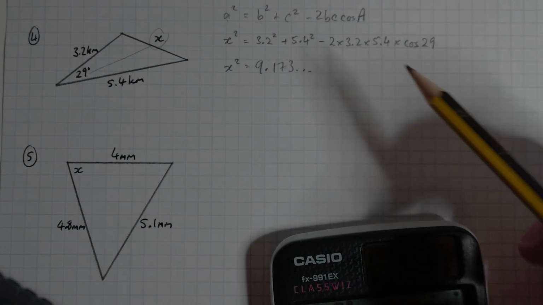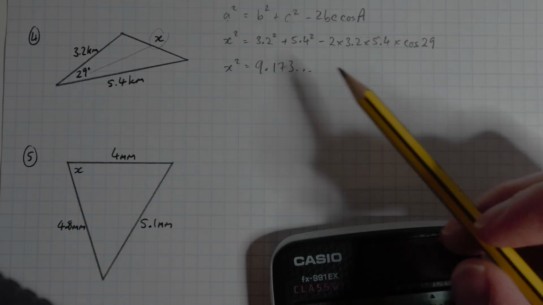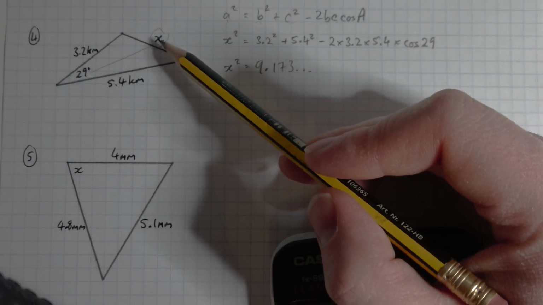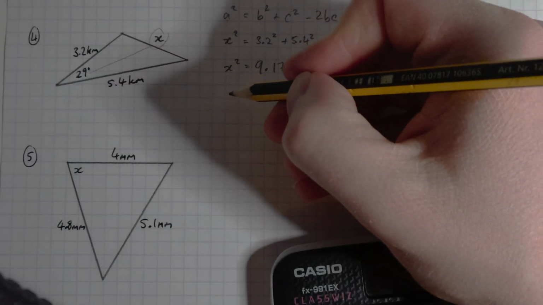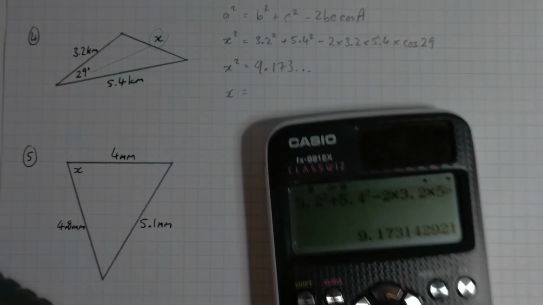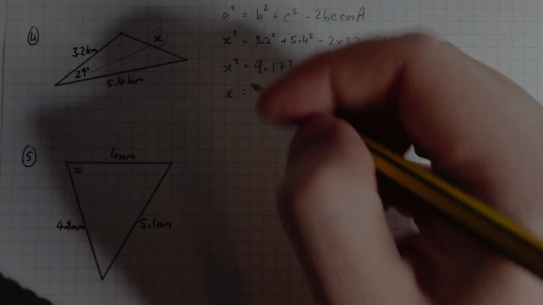But the point remains that by substituting straight into the formula and typing it in, all I've worked out is the square of this length. I've worked out x squared. I still need to square root both sides. So just on your calculator, square root answer, we get 3.028 blah blah blah.